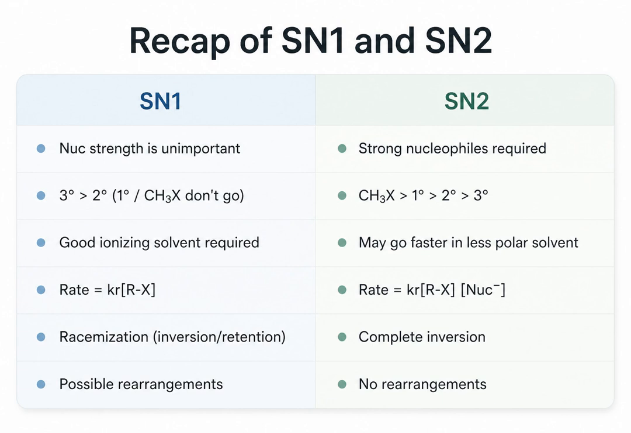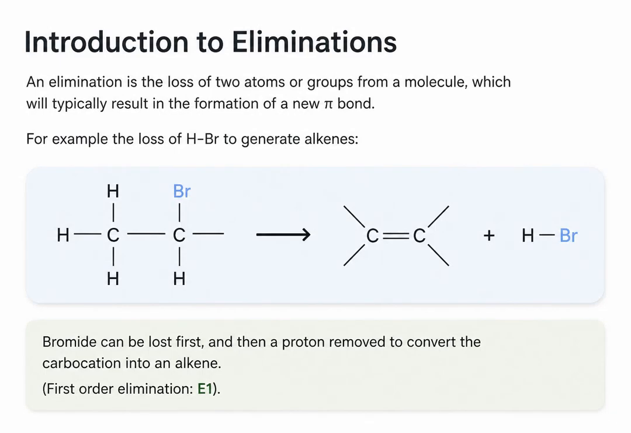SN1 requires highly polar ionizing solvents, whereas SN2 often prefers polar aprotic solvents. Kinetically, SN1 is first order, depending only on the alkyl halide, while SN2 is second order, depending on both reactants. Stereochemically, SN1 gives a racemic mixture, while SN2 gives complete inversion. Finally, SN1 reactions are prone to carbocation rearrangements, which are impossible in the concerted SN2 mechanism. Substitution reactions, whether SN1 or SN2, rarely happen in isolation. They are almost always in competition with another major class of reactions called eliminations.